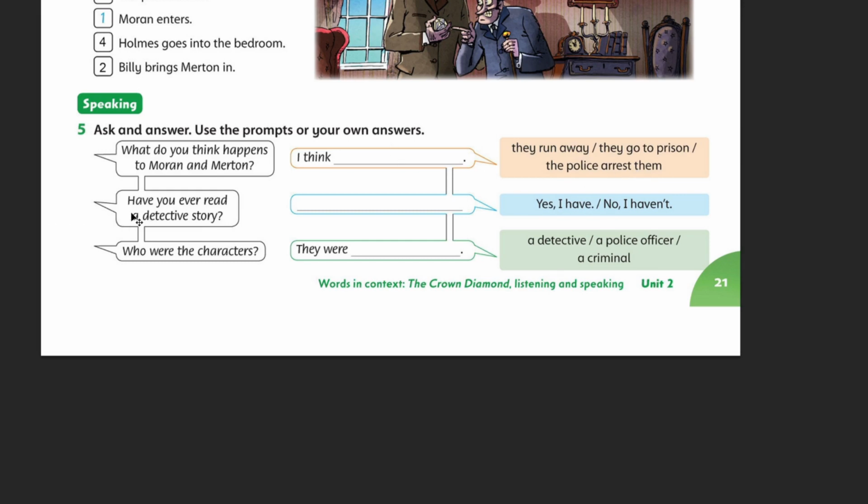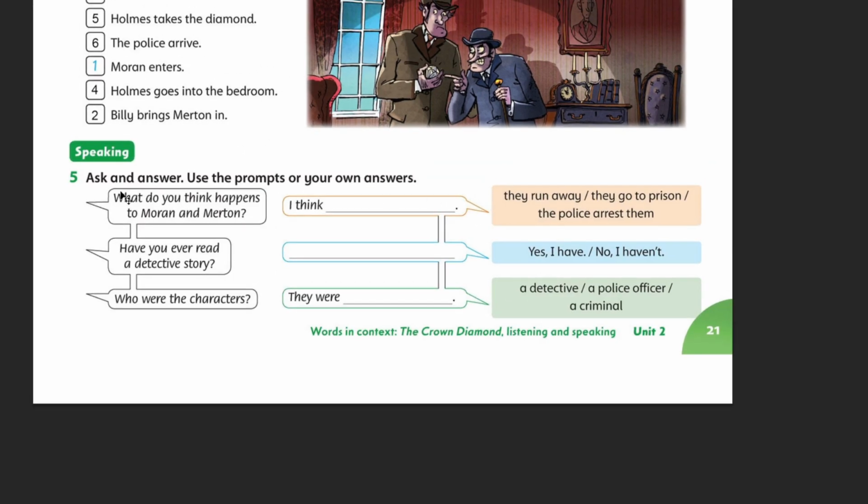Next, have you ever read a detective story? If you have, answer yes, I have. If you haven't, no, I haven't. Who were the characters? They were a detective, a police officer, or a criminal. So what are the answers? Please answer this one by yourself. Write your answer on the blank provided.